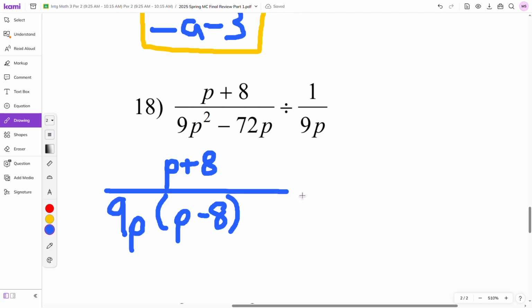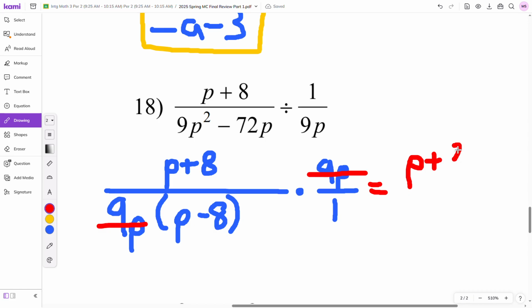And then, so division. So keep the first fraction, change division to multiplication, and flip the one on the right. And now I'm actually regretting. Oh, wait, no, I'm not. I'm not regretting anything. This cancels with this. And so the answer is p plus 8 over p minus 8. And the times 1 just doesn't matter. And that's it for number 18.